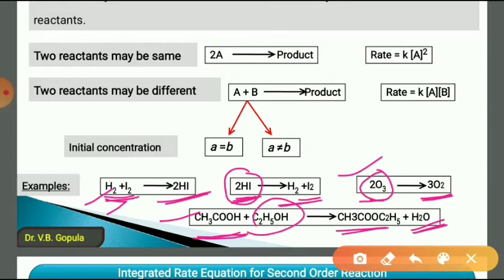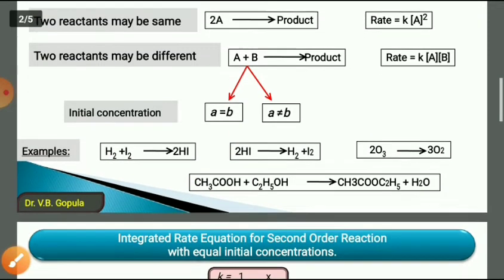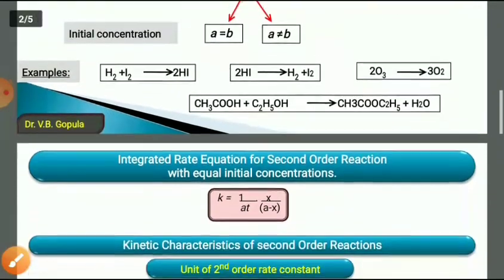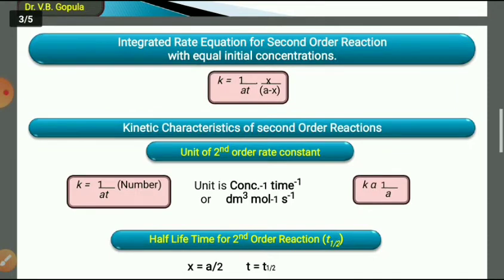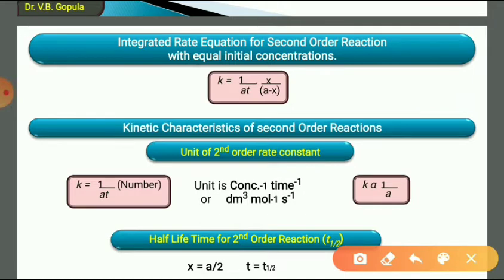Now let's see the integrated rate equation for second order reaction. We will try to derive the integrated rate equation for second order reaction with equal initial concentrations. So this is the integrated rate equation that we are going to derive, where k equals 1 upon a t into x upon a minus x.